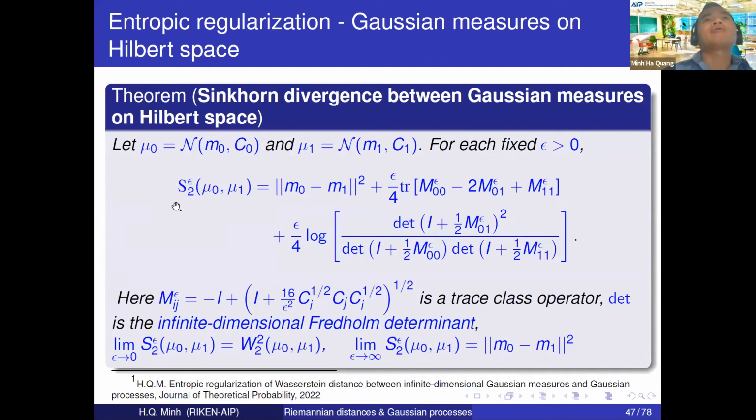And with this gamma, we find the Sinkhorn divergence. It's given by this formula here. It's basically equivalent to the finite dimensional thing in the Euclidean setting, except that the determinant here is now an infinite determinant. It's a Fredholm determinant. When epsilon goes to 0, we recover the exact Wasserstein distance. And when epsilon goes to infinity, we just recover the norm of mu0 minus mu1 squared. So now we have closed form formulas for the Wasserstein distance, for the entropic version of the Wasserstein distance, and for the Sinkhorn divergence.